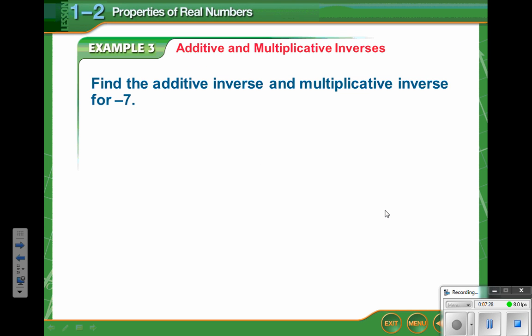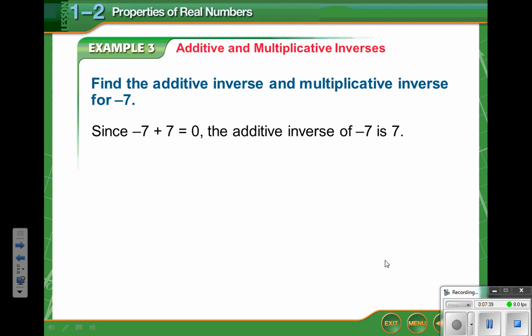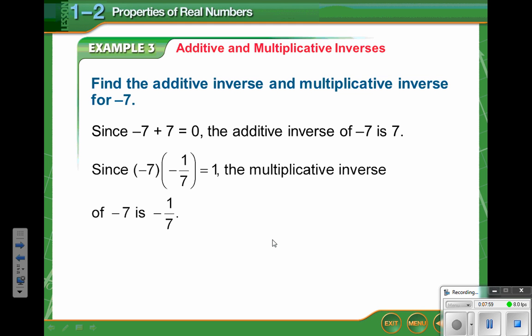Additive and multiplicative inverses. Find the additive inverse and the multiplicative inverse for negative 7. Remember that additive inverse, I said to remember opposite. So the additive inverse for negative 7 is positive 7 because it's the opposite. Multiplicative inverse, remember I said to remember the word reciprocal. So to find the multiplicative inverse, you have to flip it over. So you end up with negative 1/7.